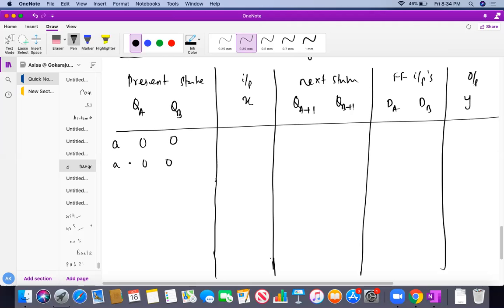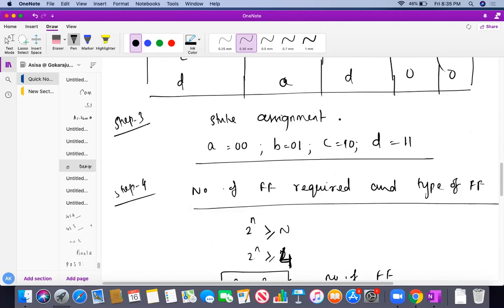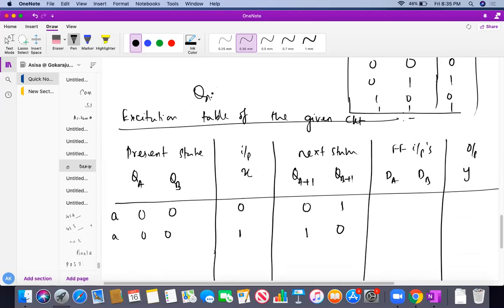Now tell me, for state 0, 0, which means state A, X is 0 and X is 1. What are my next states? For state A, for input 0, I have state B. For input 1, I have state C. So I can write down here for input 0, I have state B, which is actually 0, 1. And for input 1, it's C, 1, 0. And what is my DA? DA depends upon the next state. You know that Qn plus 1 is D. So I just have to copy this, nothing else: 0, 1, 1, 0.